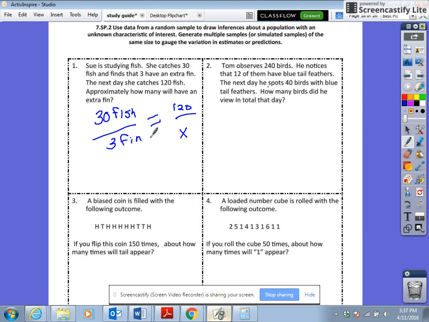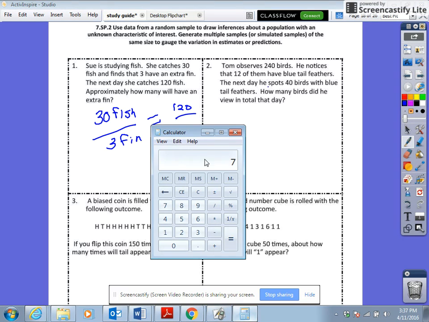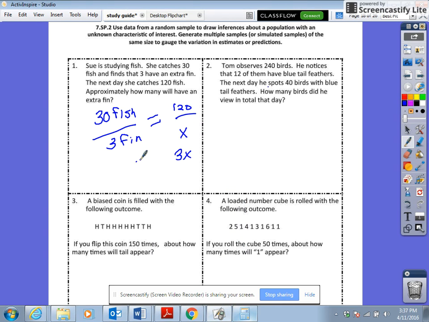So I'm going to cross multiply, and I'm going to get 30x over here. I'm going to multiply this by 3, and like I've been saying this whole time, anytime you can, use the calculator. And don't forget, multiplication is this little star. 360. So 360 equals 3x.